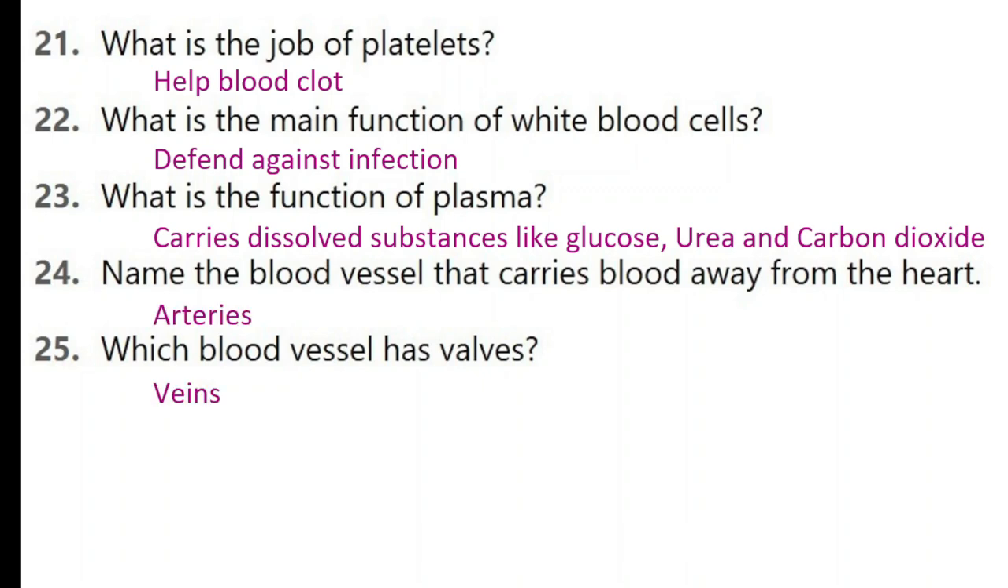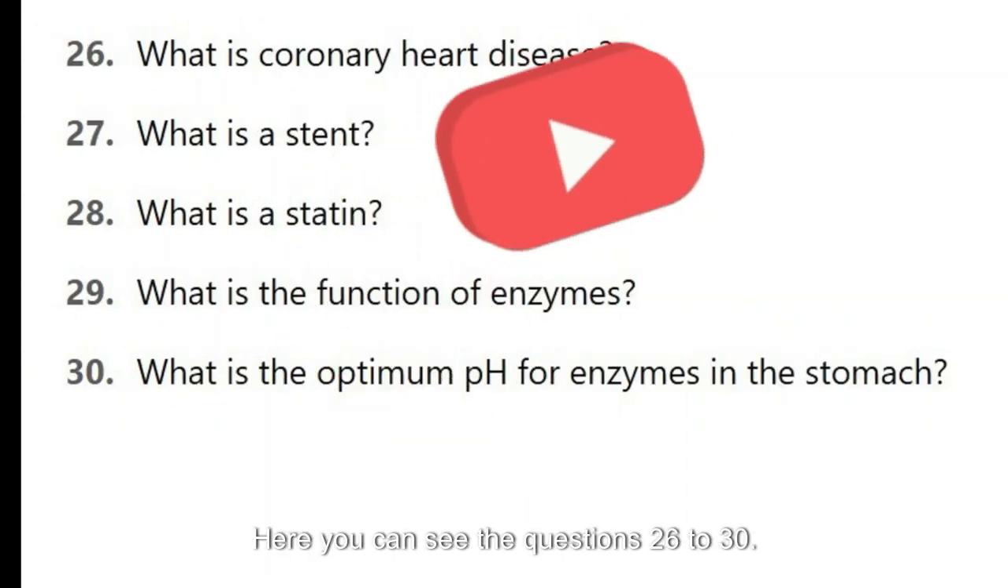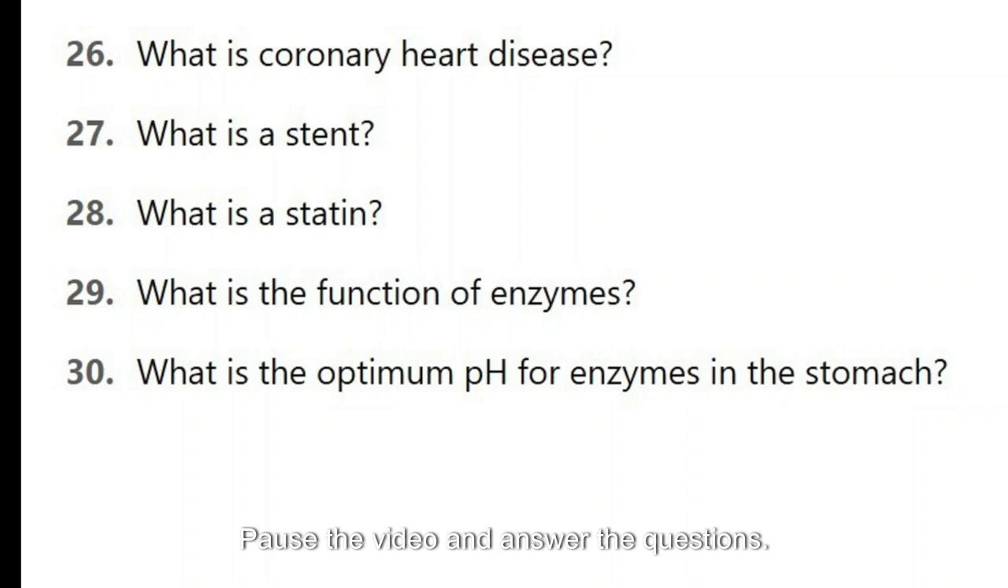Veins. Veins have valves to help keep the blood flowing in the right direction. Here you can see the questions 26 to 30. Pause the video and answer the questions.